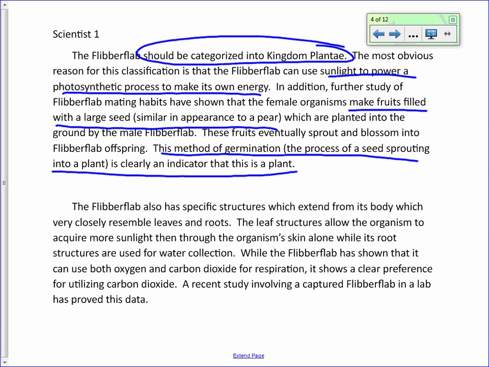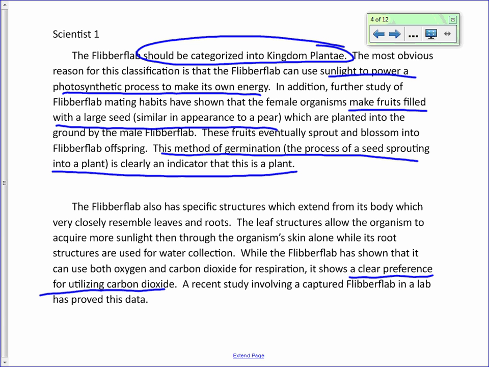Excellent. All right, any pieces of evidence jump out that you would underline and like, wow, this is what this scientist is trying to say. This is a plant thing, right? A clear preference for utilizing carbon dioxide. Excellent. So it's got a clear preference for using carbon dioxide. All right, CO2 is what plants bring in. Thank you. CO2 is what plants use to breathe in order to make their energy. And this one, he's saying it's clearly what plants do.